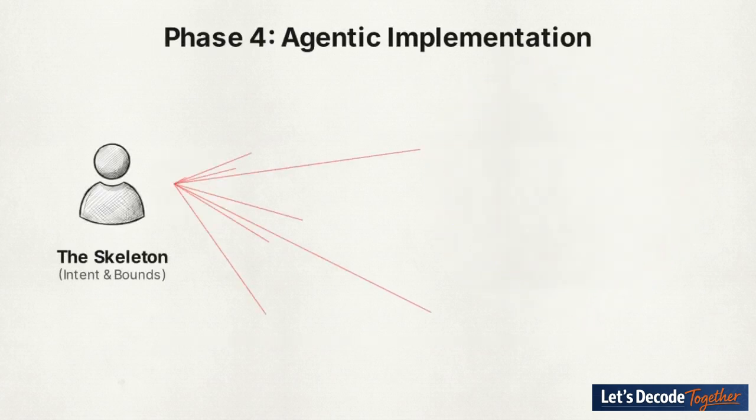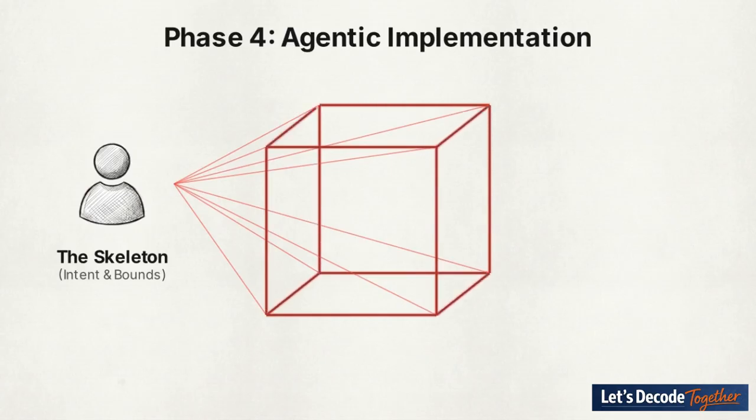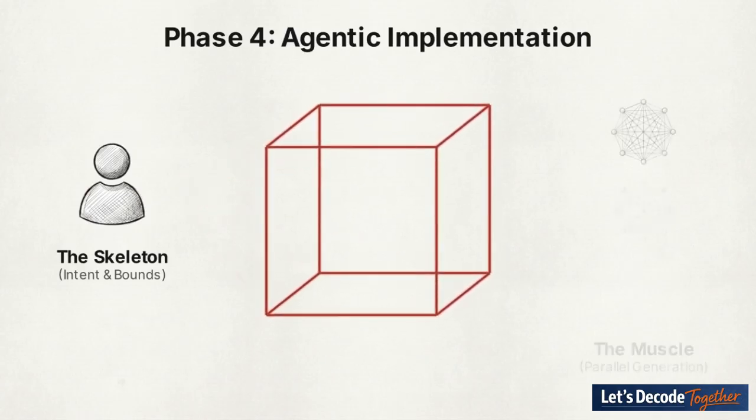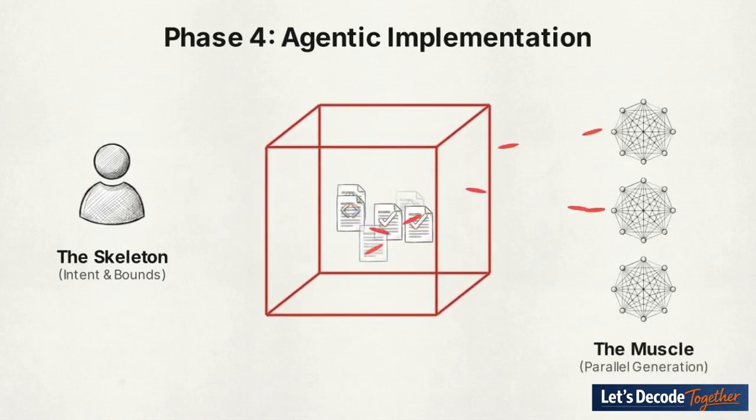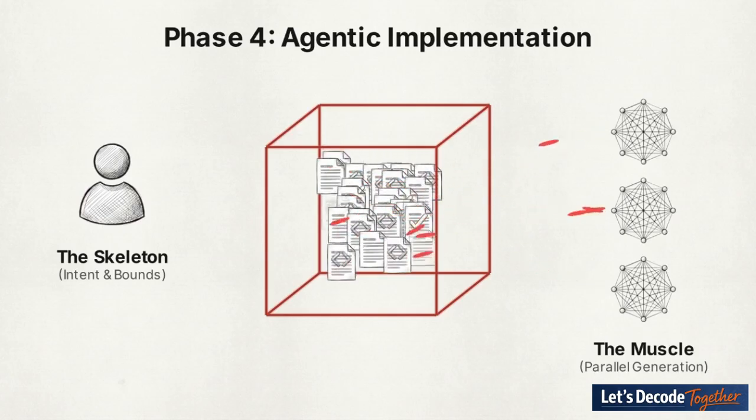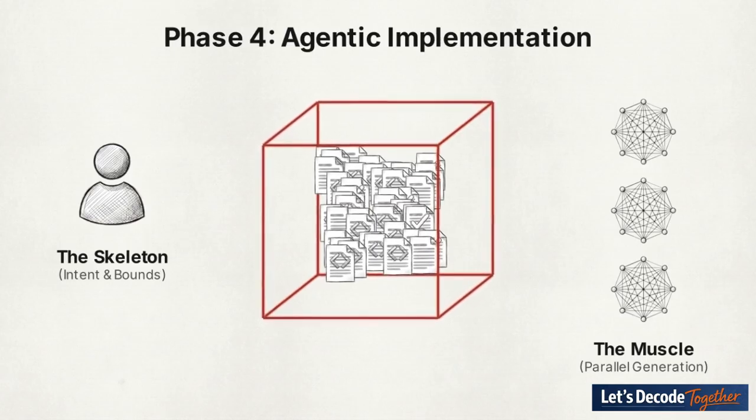Phase 4, Agentic Implementation, splits the workload. The human acts as the skeleton, strictly defining system boundaries, constraints, and API schemas. The AI acts as the muscle. Multiple parallel agents flood these defined boundaries, instantly generating code, unit tests, and documentation.